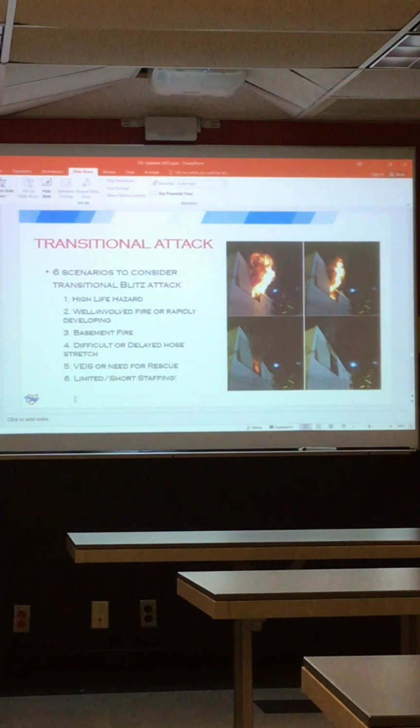Difficult or delayed hose stretch. Sometimes we're going to have that, depending on some of our garden departments, or like I talked about, the homes there on Belmont. It's going to possibly delay our hose stretch. VEIS or need for rescue: you've got to knock the fire down to get in through a window or reset the fire for any victims that might be inside. And then obviously limited or short staffing, which we could probably be on maybe a second fire, or the first fire, depending on what the run volume's like.